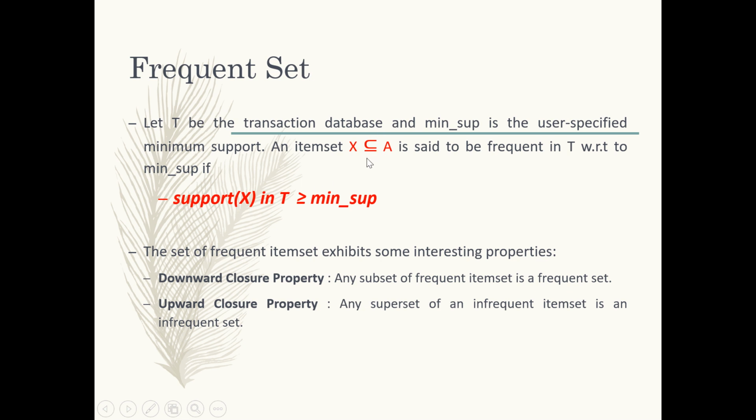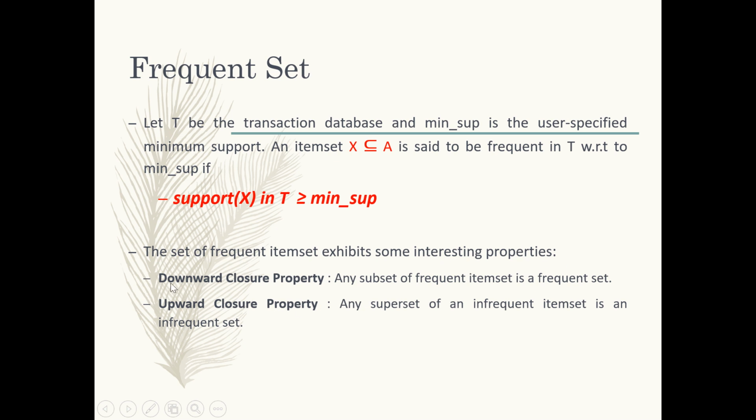Exactly like the way we have discussed, but here it is put mathematically, using the subset symbol and support greater than or equal to min sup. Here T means the transaction database and X is the item set, so if support is greater than or equal to min sup, then item set X is considered a frequent set. There are two more important things about frequent item sets: they exhibit some interesting properties.